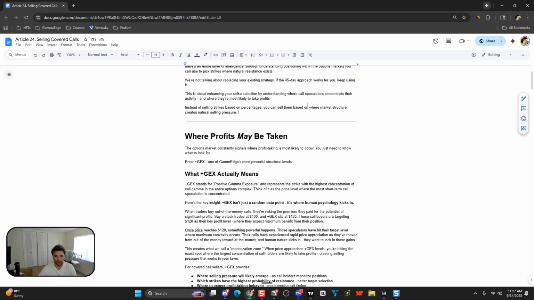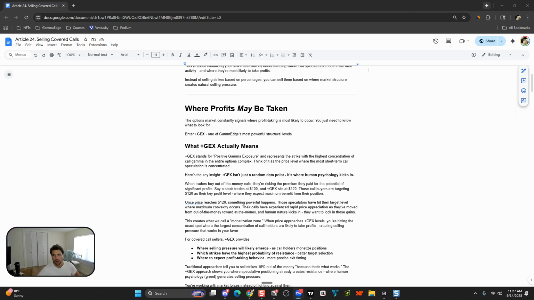It makes a lot more sense to us, at least, to be understanding and evaluating market structure in terms of where folks are actually positioned that could create these natural selling points. So, getting into the meat of it, we need to get into a bit more theory, and then we'll get into an actual example to bring it home for you. As we said in the introduction, the options market consistently signals where profit taking is most likely to occur. You just need to know where to look.